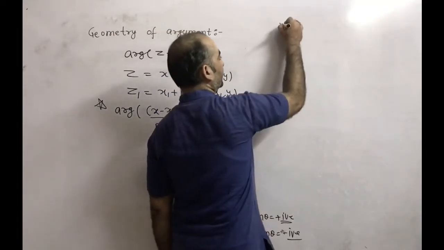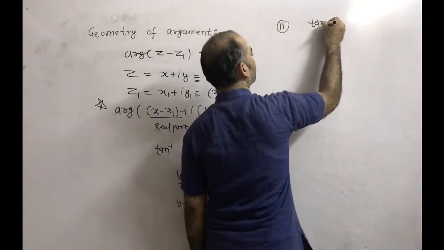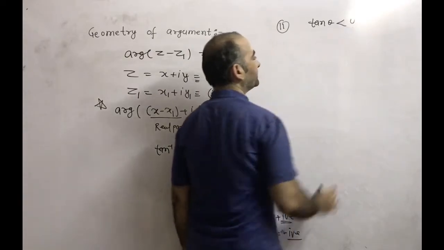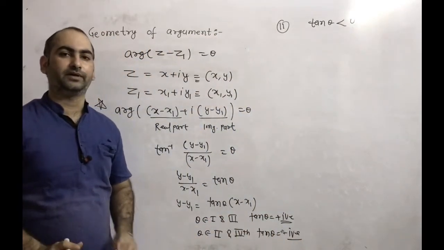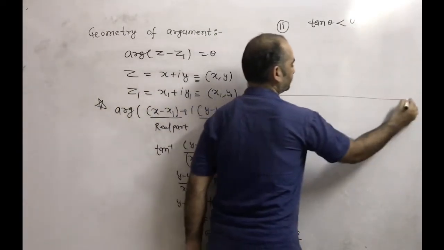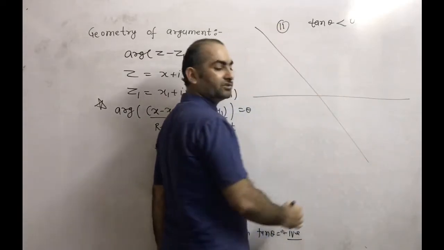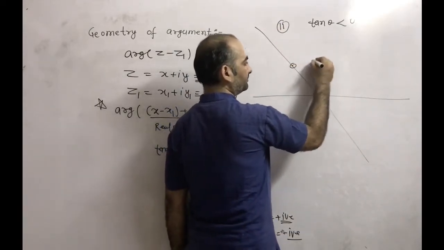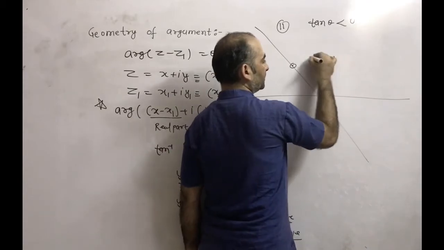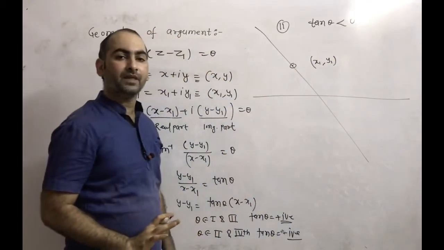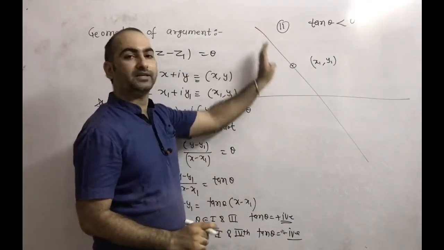Okay, next case we will take if tan theta is negative. Okay, second case is tan theta is less than 0. That means theta will be in second and fourth quadrant. Then we'll get this line. This line is passing through x1 comma y1. Okay, this point is not included. Okay, now there are two portions. One is this portion, other is below portion.